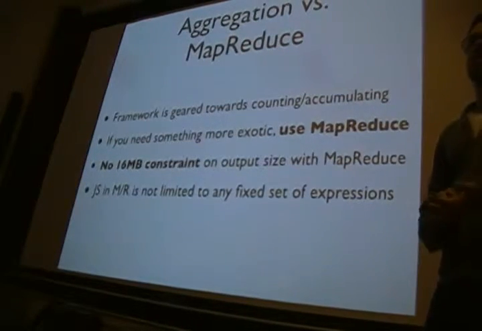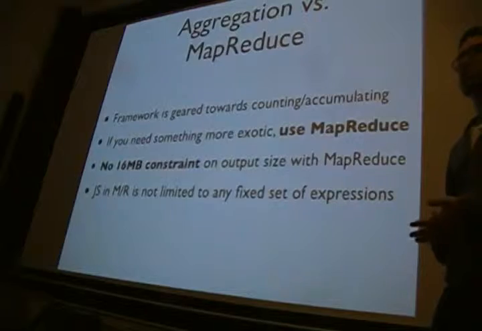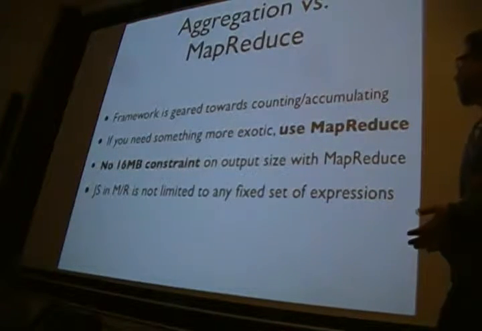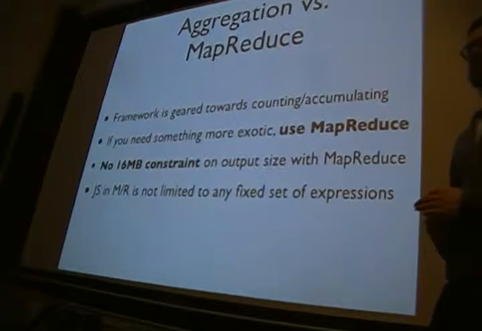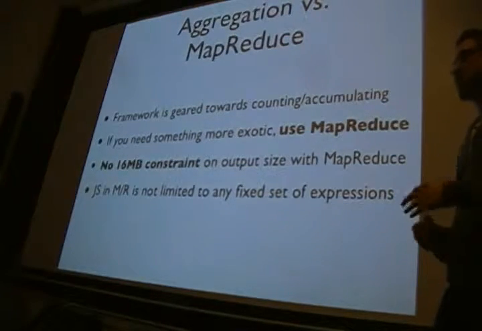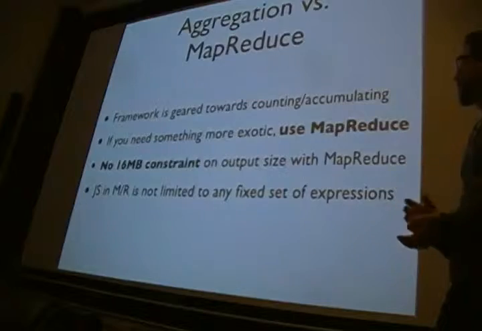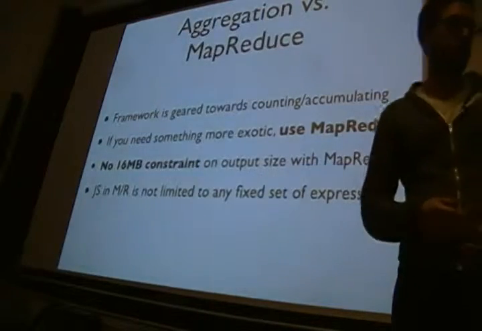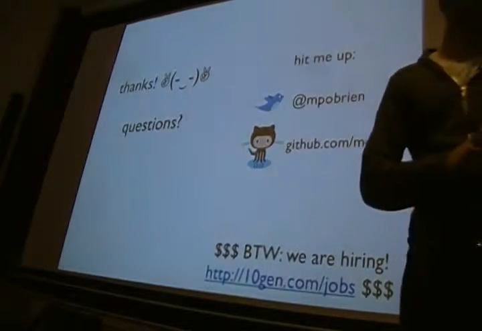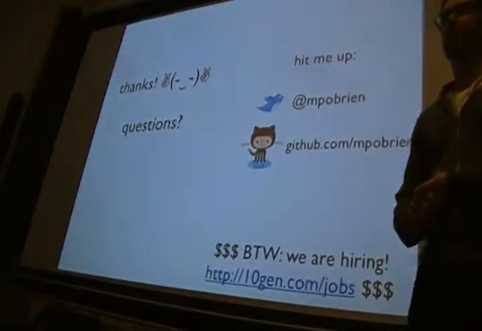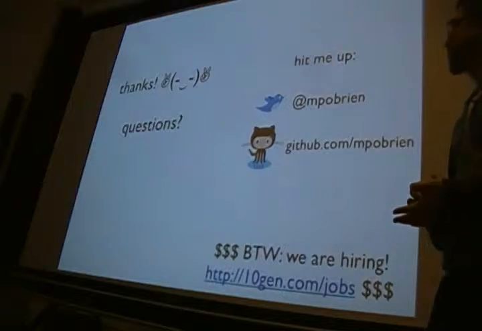And you don't have that 16 megabyte constraint on the output size of MapReduce. Since JavaScript in MapReduce isn't limited to any fixed set of expressions, you can basically have it do anything you want. As far as MapReduce is concerned, it's still used pretty heavily, but aggregation is also picking up.